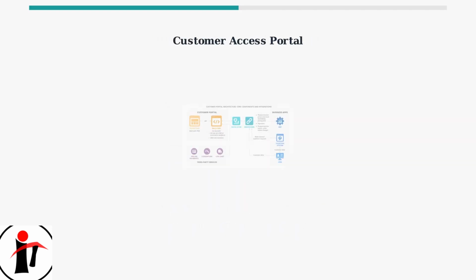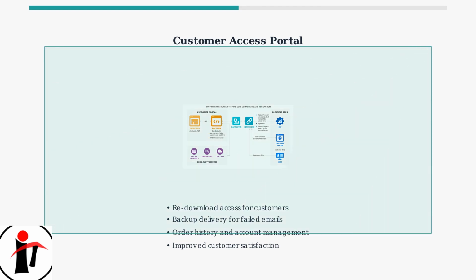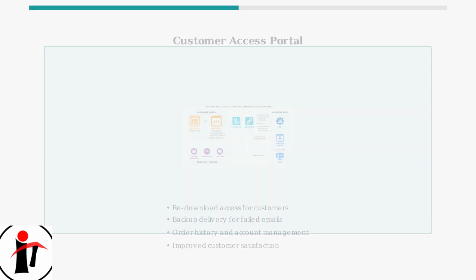Provide a customer access portal for re-downloads and backup delivery methods. This ensures customers can always access their purchases even if the original email fails, significantly improving customer satisfaction and reducing support requests. With proper pricing strategy and automated delivery systems in place, you'll maximize revenue while providing an excellent customer experience that encourages repeat purchases and positive reviews.